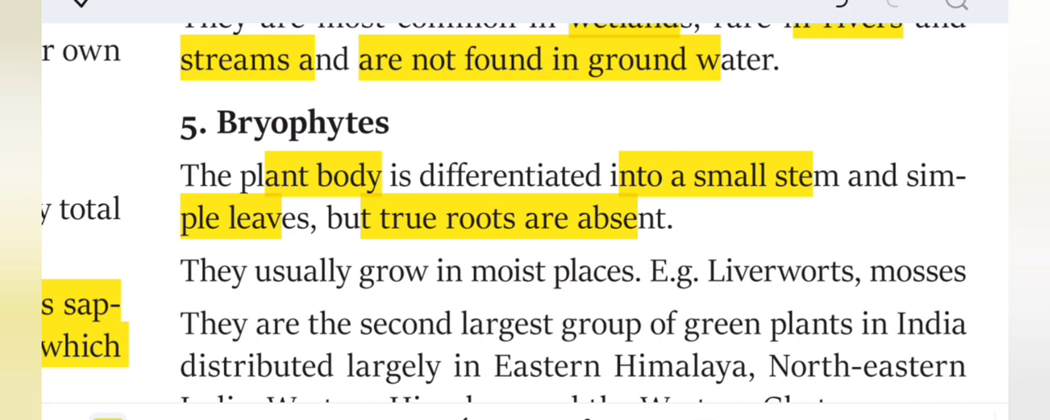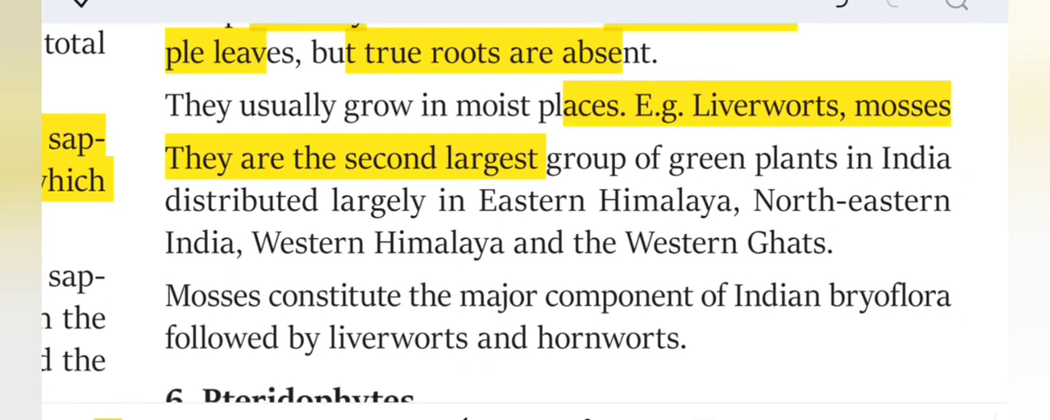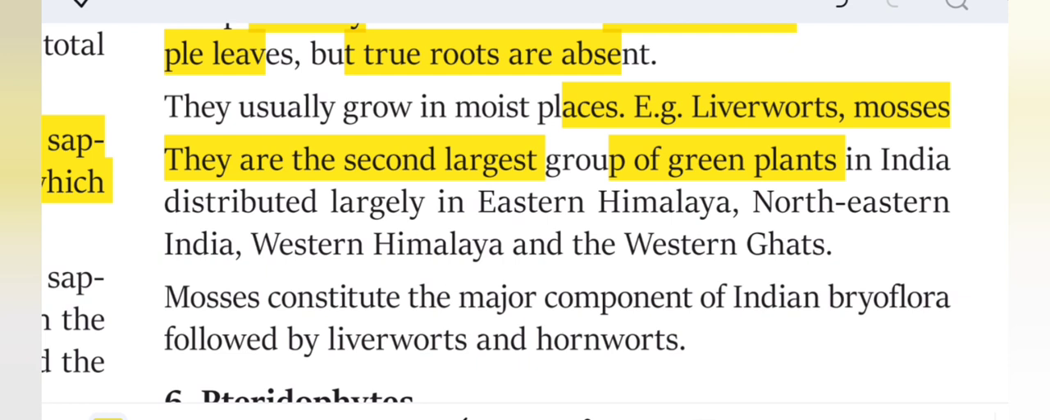So bryophyte में plant body जो होता है ना is differentiated into small stem, simple leaves. Okay, small stem first, second is simple leaves, but true roots are absent. Roots नहीं रहता है, true roots are absent. Okay. Clear? Now they usually grow in moist places. Examples are liverwort and mosses. They are the second largest group of green plants in India, distributed largely in eastern Himalaya, northeastern India, western Himalaya and western Ghat.